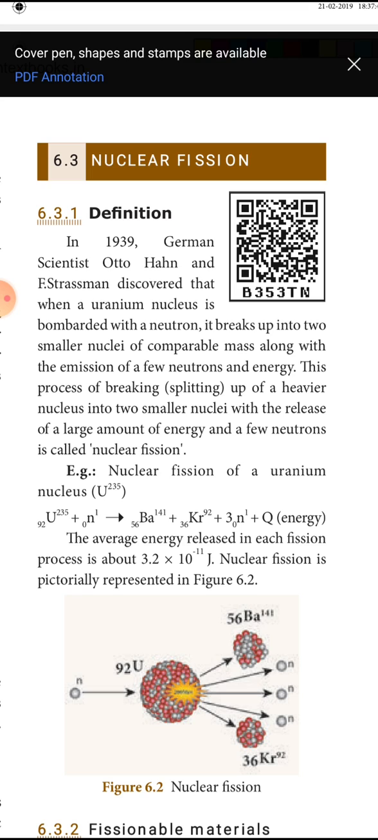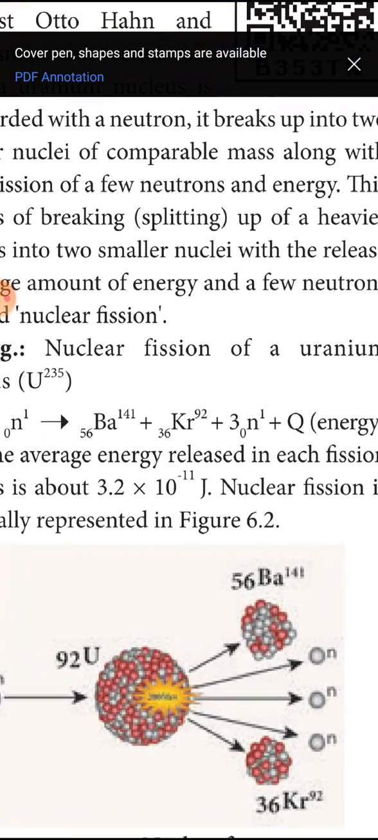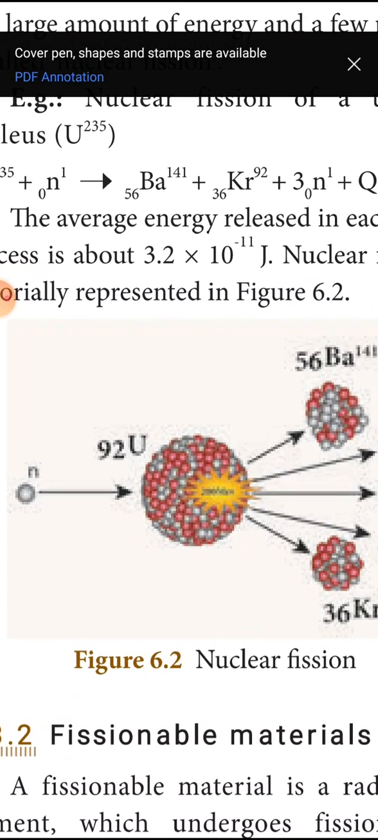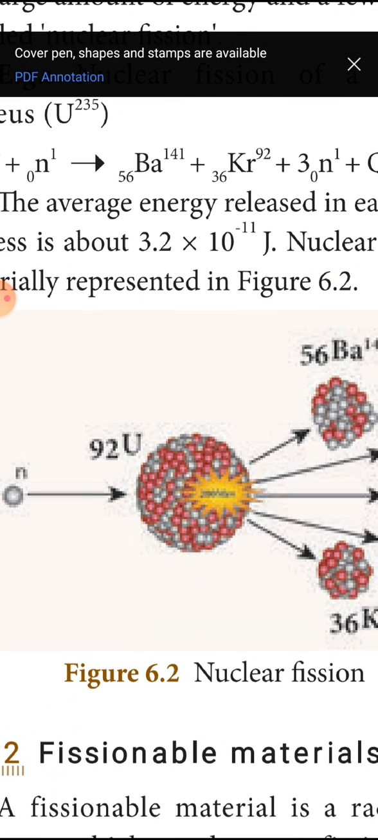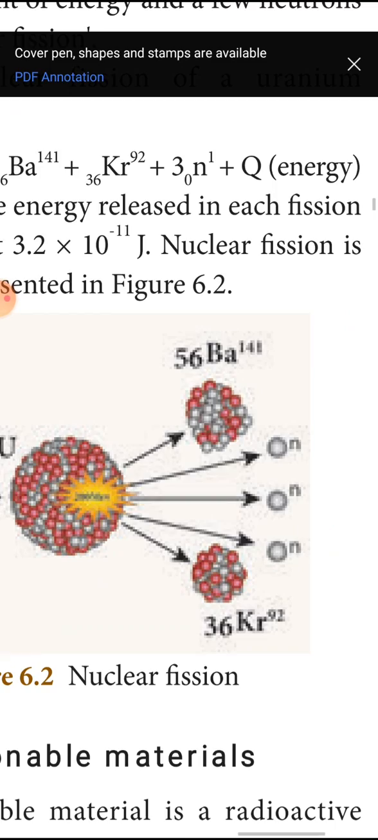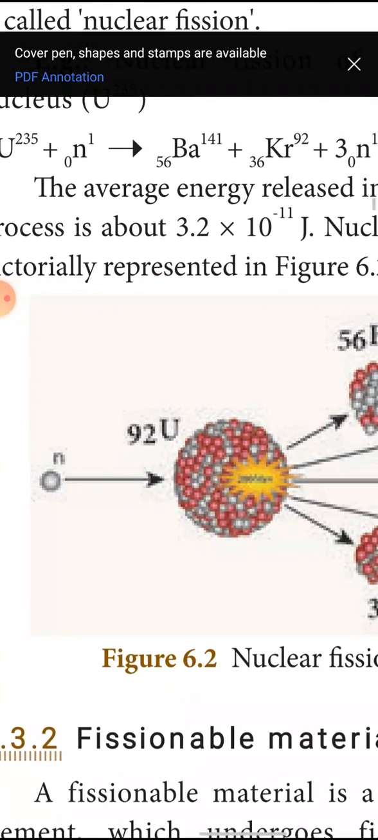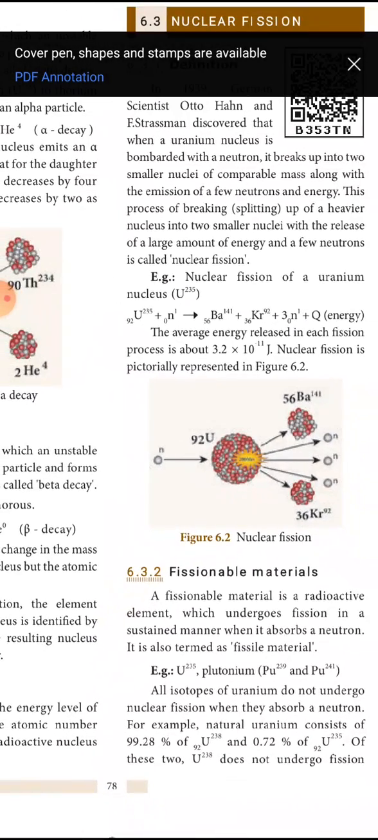The average energy released in each fission is 3.2 into 10 power 11 joules. Nuclear fission is pictorially represented in the figure. See the very big red ball burning at the center, that is ready to split up, is a uranium nucleus. When it is bombarded with a single neutron, it splits into barium and krypton with 3 neutrons. This is your nuclear fission.